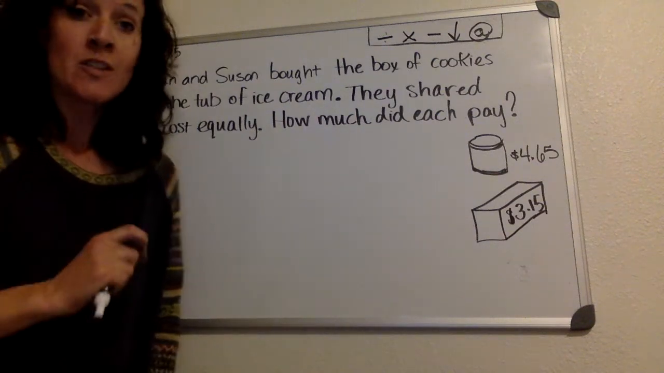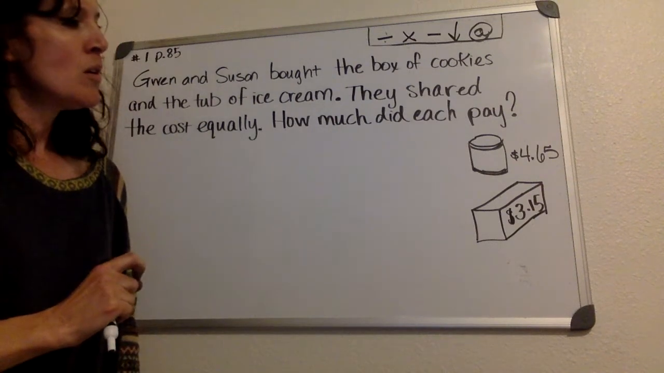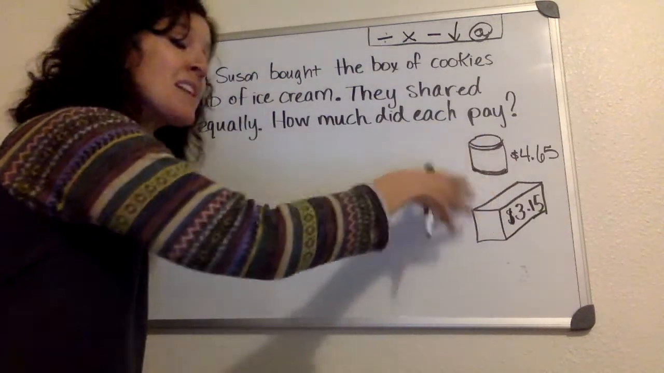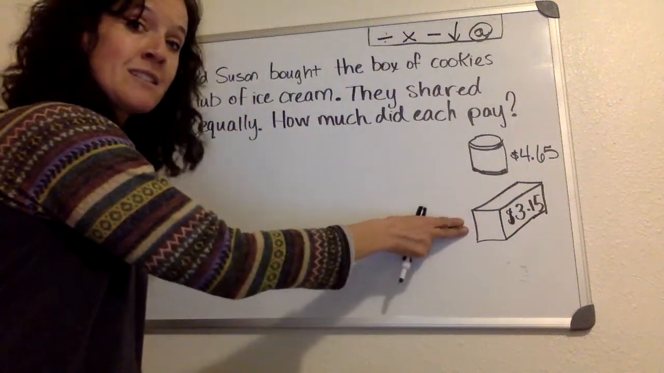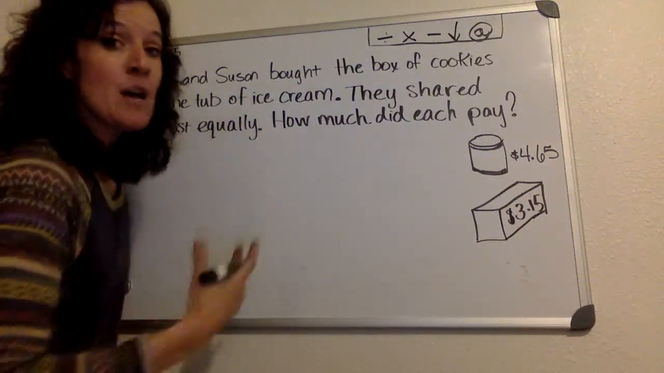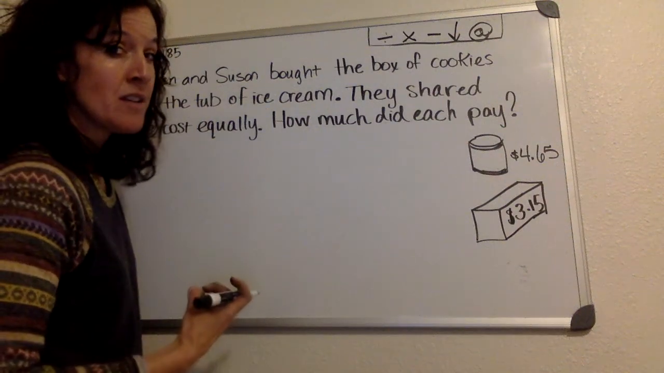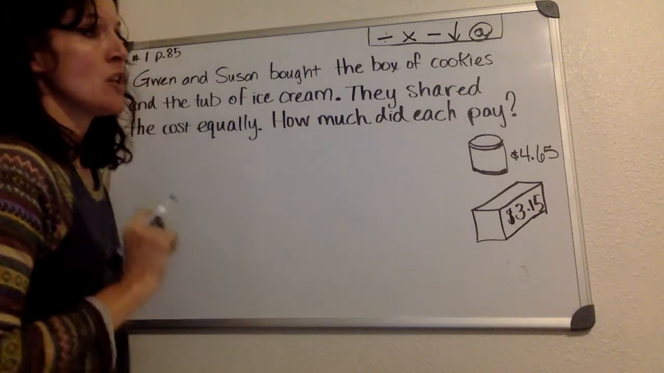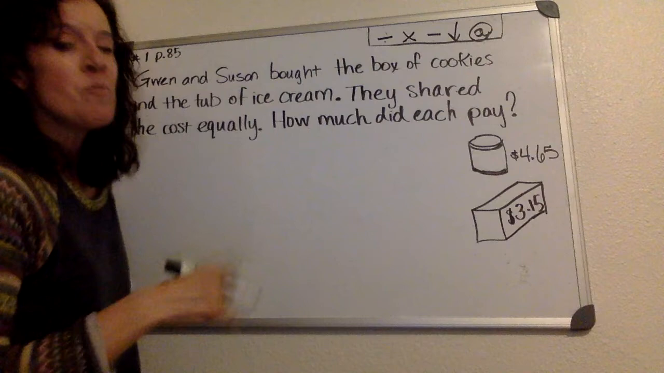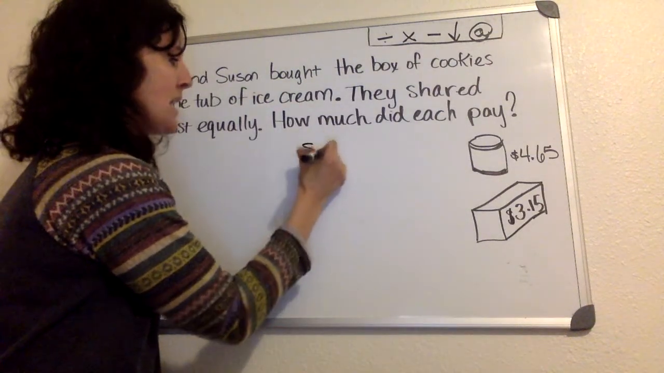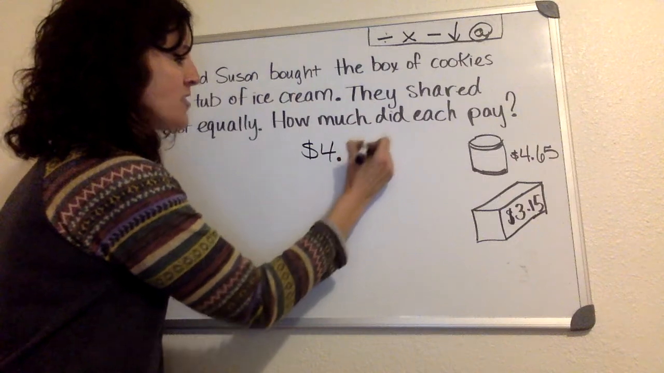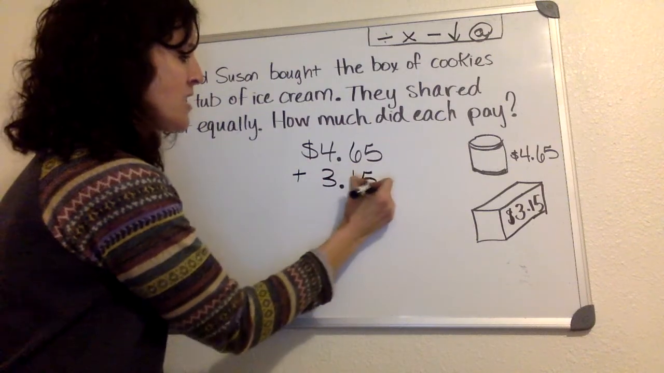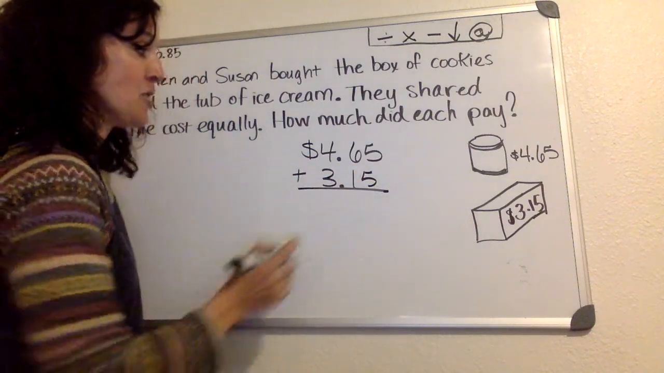What do you think the first thing is we need to do? The first thing we need to do is figure out how much they spent all together at the store on the cookies and the ice cream. When you hear all together, either me saying it or in the words in the problem, you usually will add or multiply. So we're going to do adding this time. We're going to say $4.65, which is how much the ice cream cost, and $3.15, which is how much our cookies cost. We're going to add those together.